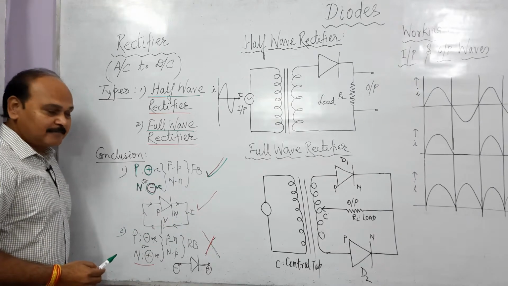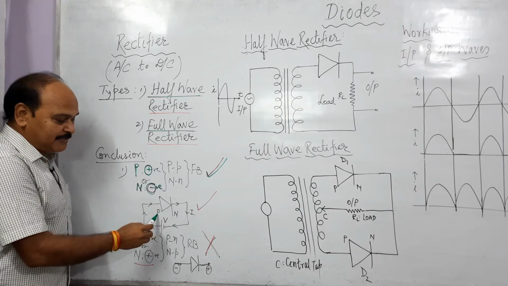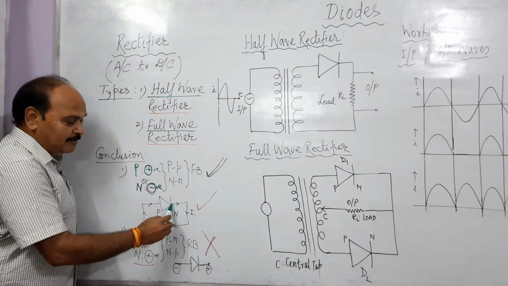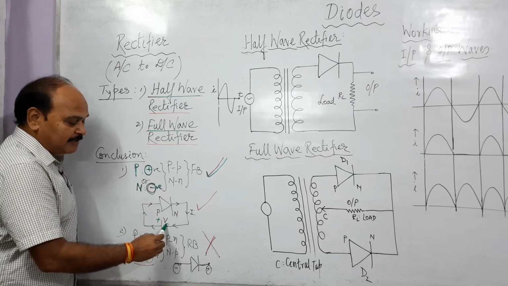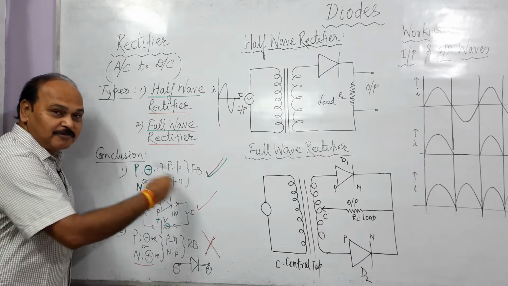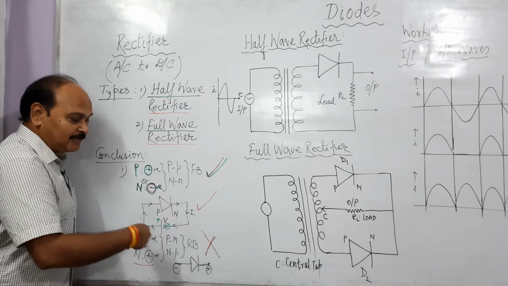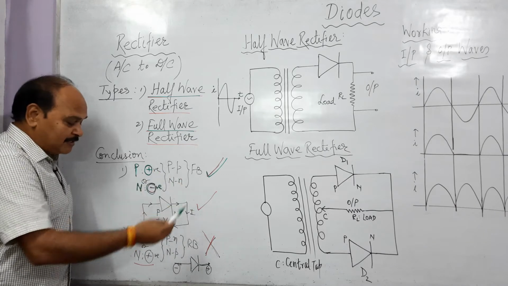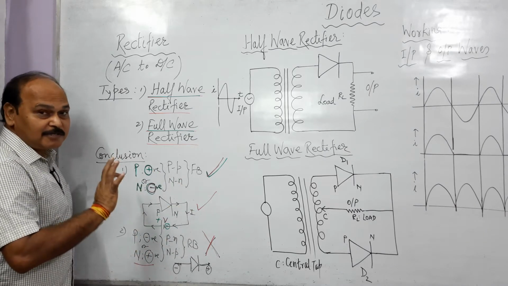conducts. This is diode. This is P side, this is N side. This P is connected with the positive terminal of the battery. This N is connected with negative terminal of the battery. Diode in this situation is going to conduct and the current is going to flow like this. Otherwise, in reverse bias, diodes does not conduct.